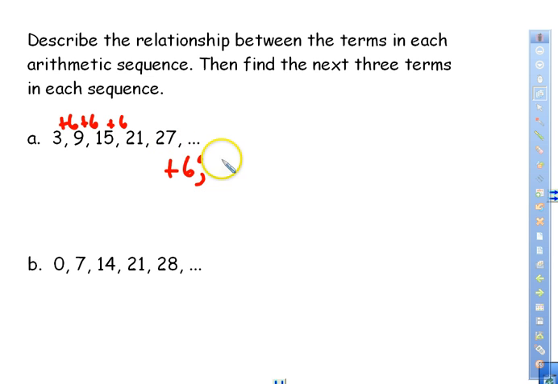So add 6 more onto 27, and we get our 33. And then we add 6 more, and we get 39. And add 6 more, and we get 45. And that is your answer to that.